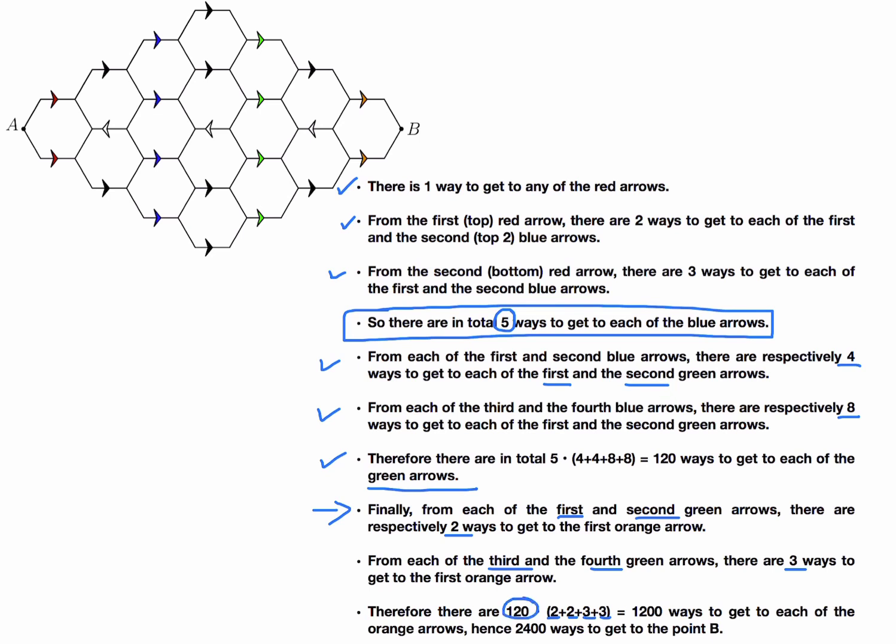And that you have to multiply by that 120. And when you do, you get 1200. But that's only talking about the first orange. The second orange one has the exact same pattern. So you have to multiply that 1200 by 2. And that's why you get this number 2400 for the total ways to go from A to B.